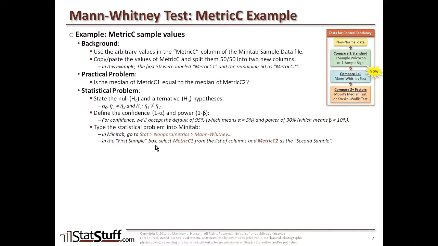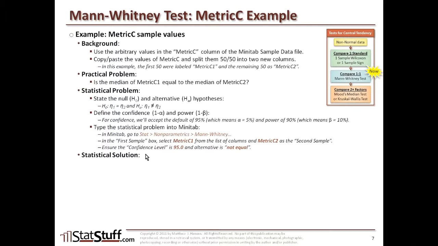In the first sample box in that dialog box, you're going to select metric C1, that first column from the list of columns. And for the other one that says second sample, you're going to select metric C2, the second column that you had created. Now we're going to make sure that in the confidence level portion we identify 95, and for the alternative, select not equal, again because that's what we identified up here for the alternative. Our alternative is that they're not equal to each other.